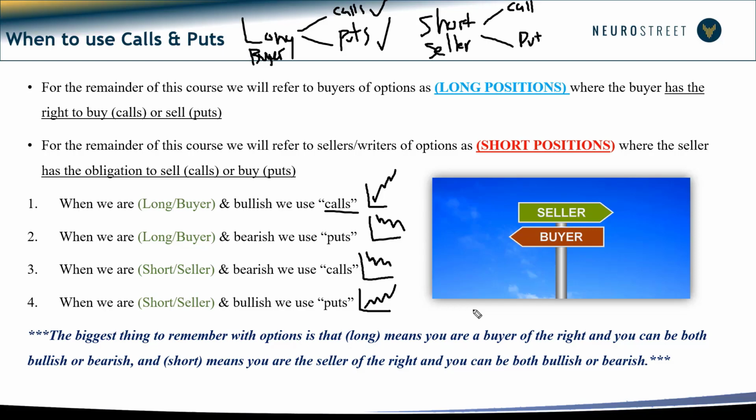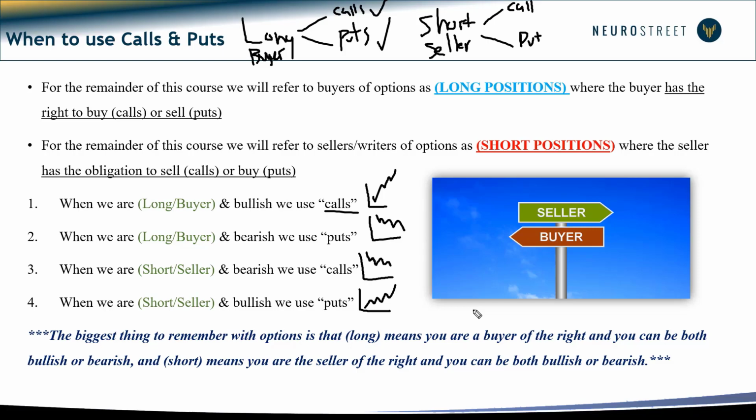And so this is very, very important. The best thing to remember with options is that long means you're a buyer of the right, and you can buy both bullish or bearish options. And short means you're a seller of the right, and you can be both bullish or bearish. So I think this is probably one of the most important slides of the entire course. Absolutely one of the most important slides of the entire course.